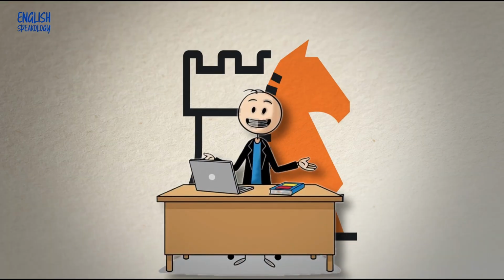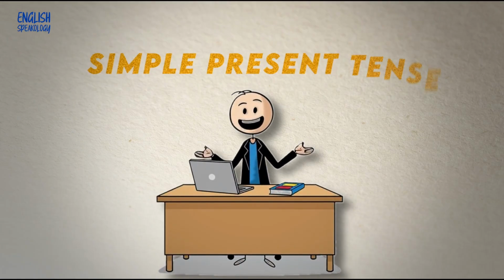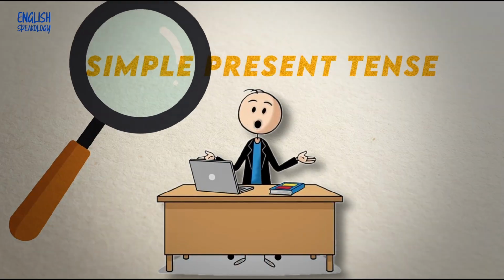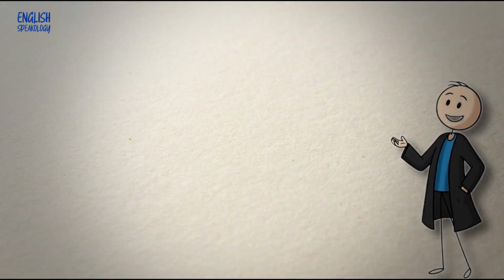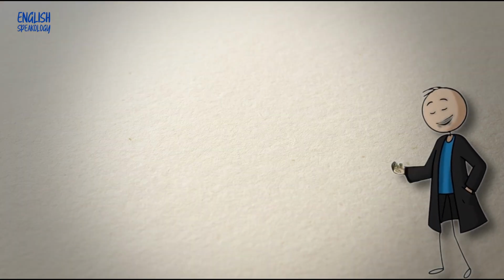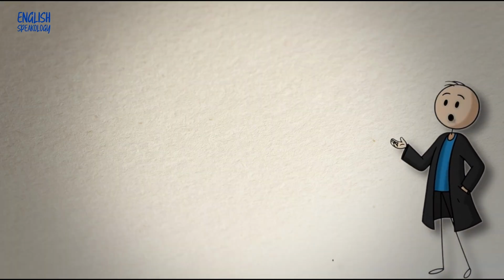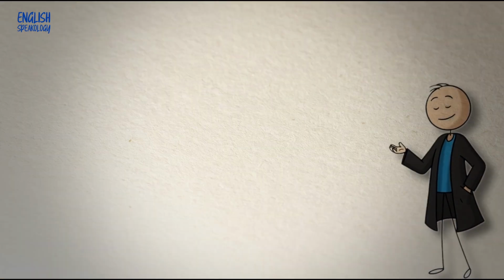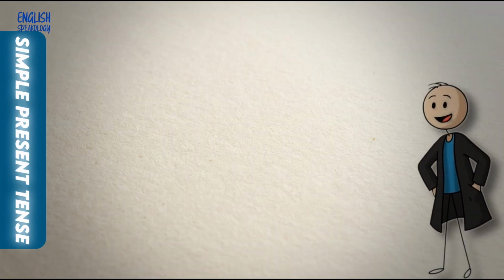The grammar tool we need today is called the simple present tense, and I promise you, it's much simpler than it sounds. We use the simple present tense to talk about habits, routines, and things that happen regularly, exactly what a daily routine is. Here's the basic rule.